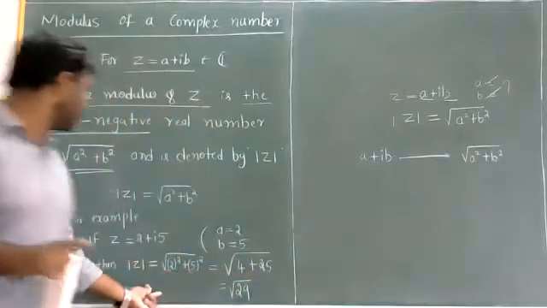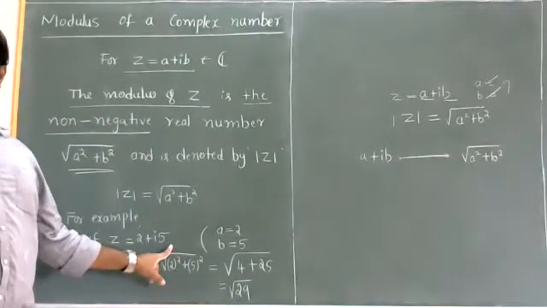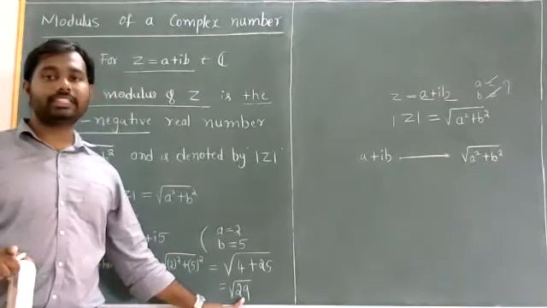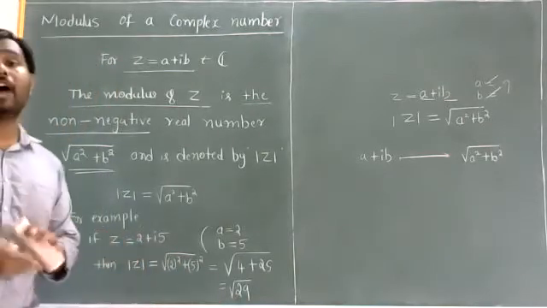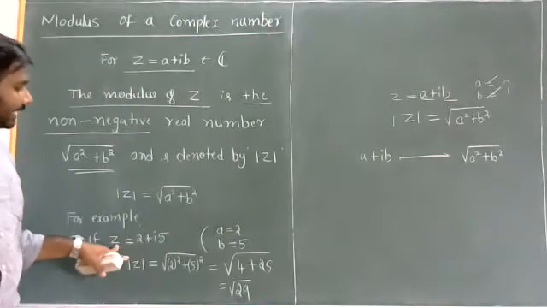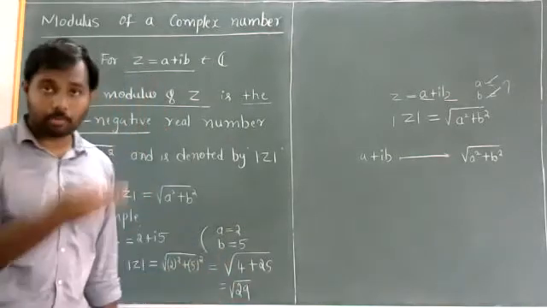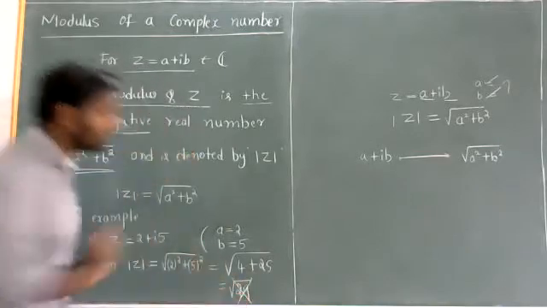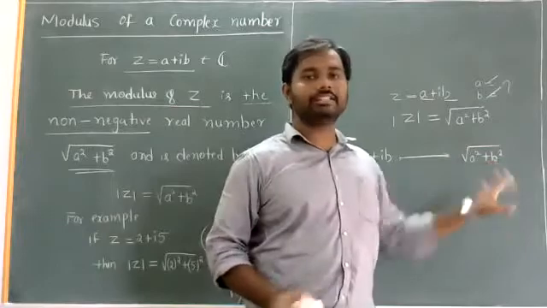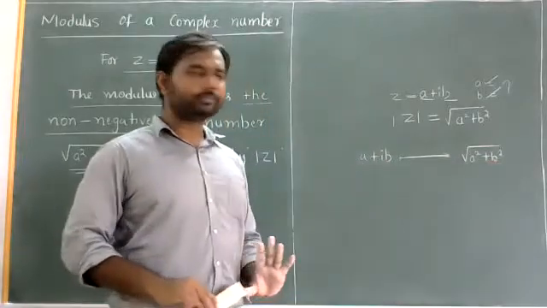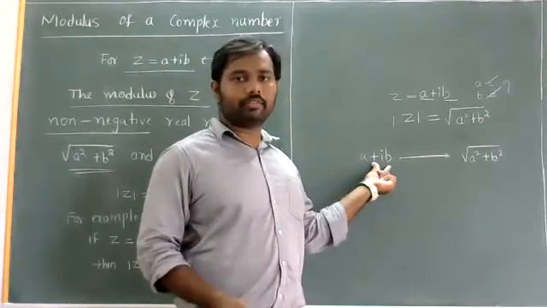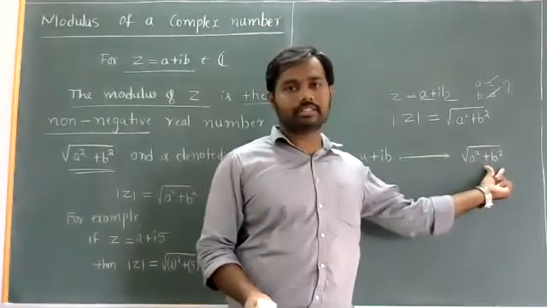In this example, for the complex number 2 plus 5i, the modulus is square root of 29. This complex number cannot have more than one modulus value. That means this z cannot have another modulus value other than square root of 29. So for a given complex number, its modulus is always unique. So what are we observing here? For every complex number, I can calculate this value, right?